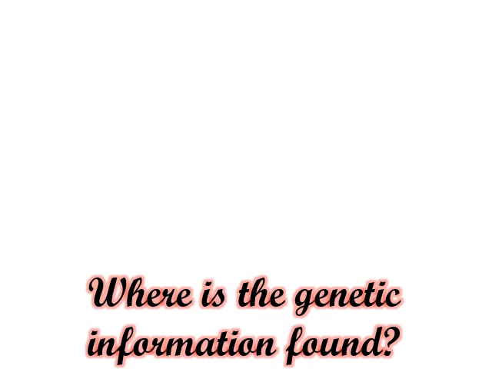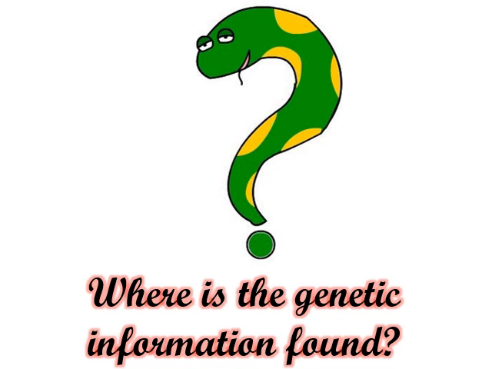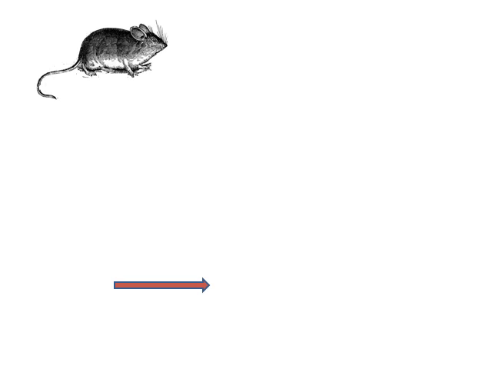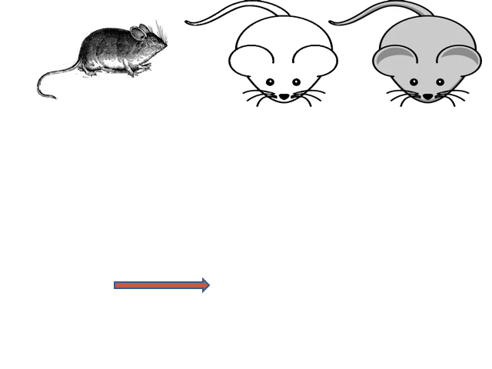So where is the genetic information found? This is the big question here. Scientists did an experiment that allowed them to prove what the genetic information carrier is. How did the scientists prove that the nucleus is the carrier of genetic information? They brought a black mouse, a white mouse, and another gray mouse.